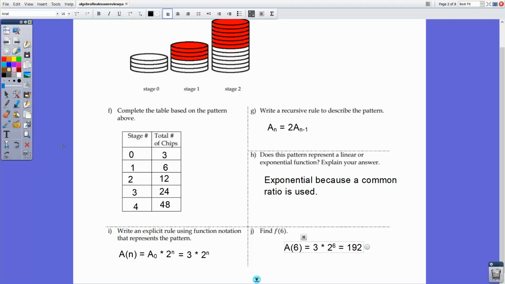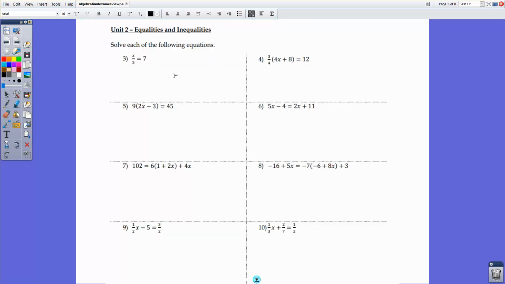Which makes sense because look, we're at the fourth stage here. The fifth stage would be 96, and then if we double 96, we get 192. So that works. Okay, so that takes care of our Unit 1 review.